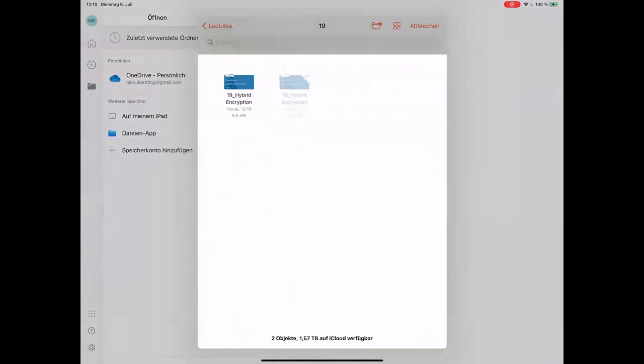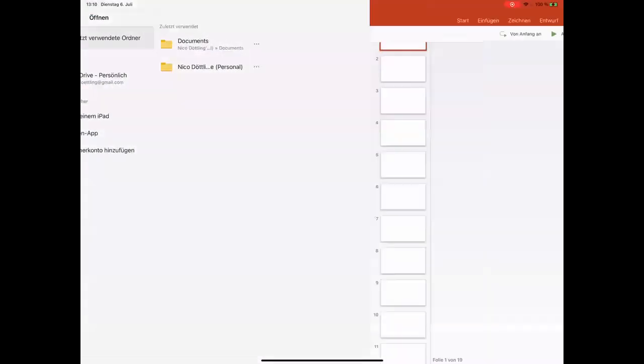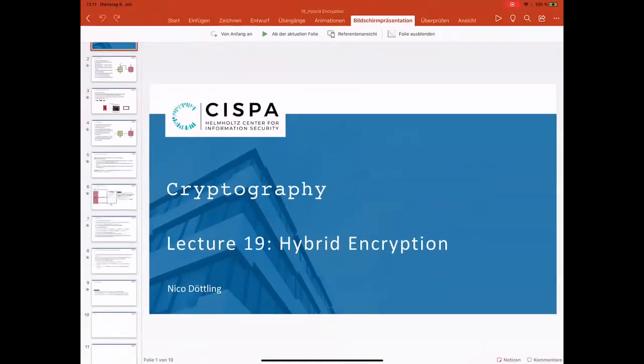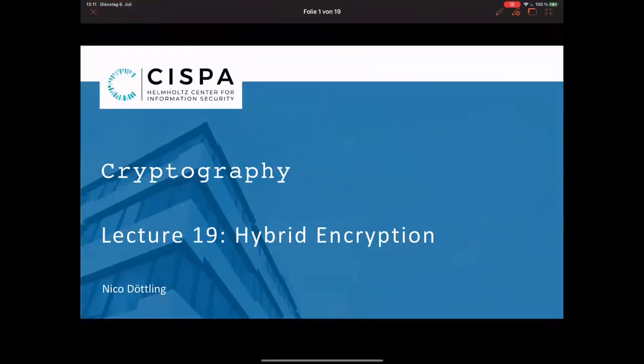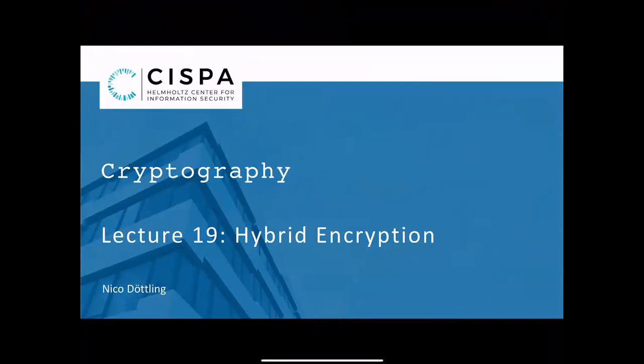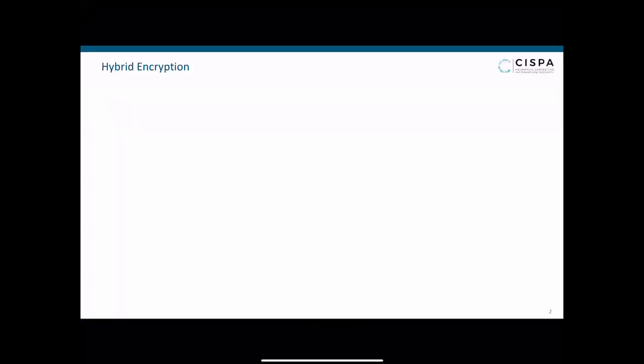So now you've seen how we can construct a basic public key encryption scheme. Let's now see how to actually use public key encryption. And this leads us to a notion called hybrid encryption, right?